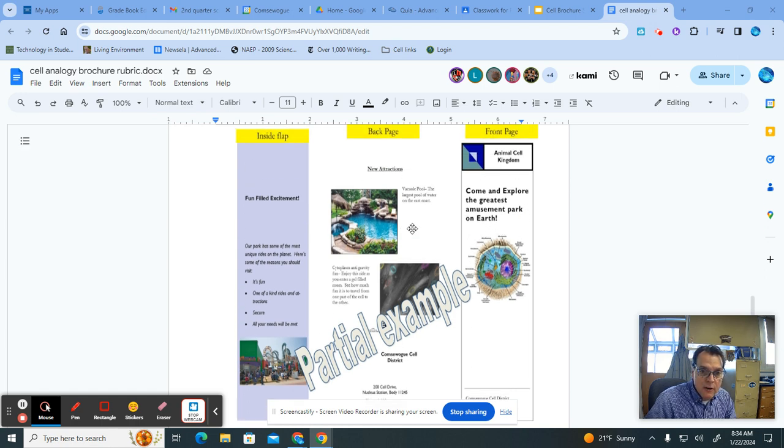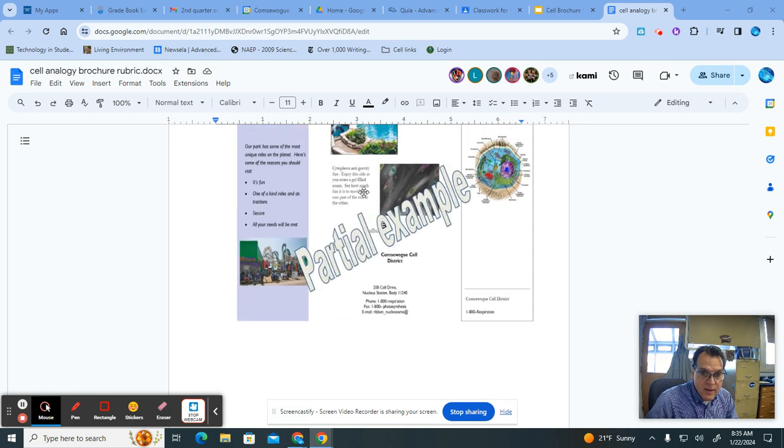So you can see things here like the vacuole pool, the largest pool of water on the East Coast. So we're comparing a vacuole that stores water in a cell to a pool in an amusement park. So there's the analogy there. Here's another one, the cytoplasm anti-gravity fun. Enjoy this ride as you enter a gel-filled room. See how much fun it is to travel from one part of the cell to another. So I'm insinuating there, making a reference to the fact that cytoplasm is gel-like and that it transports. So I'm giving its function as well.